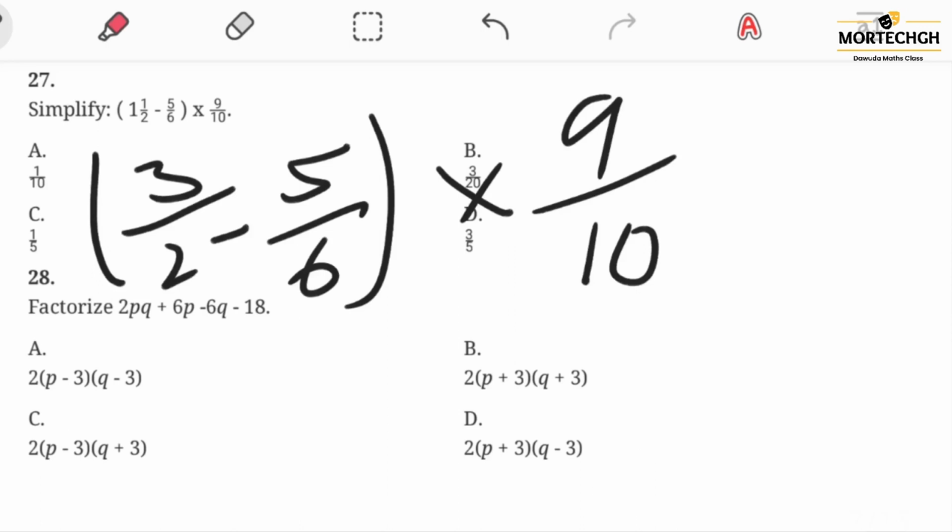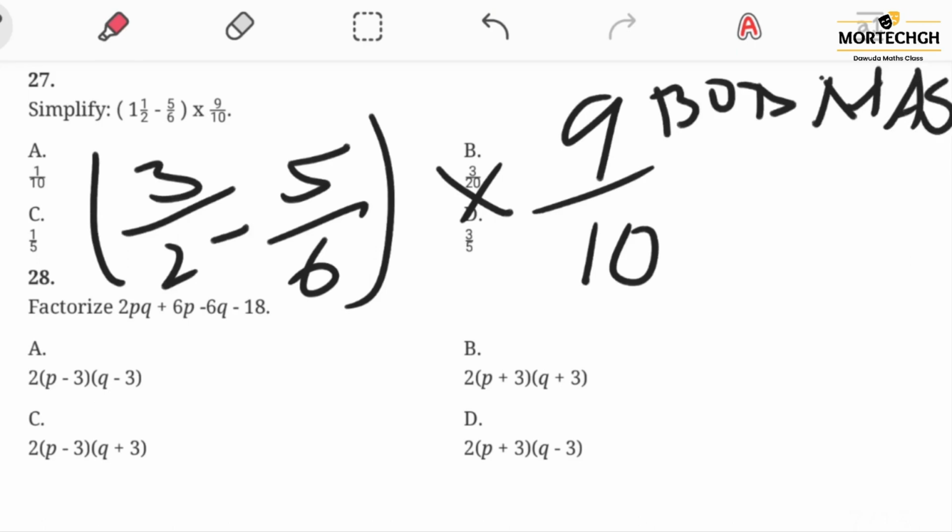Now, BODMAS stands for brackets, of, division, multiplication, addition, and subtraction. When you are given an expression having more than one operator, be it multiplication, addition, or subtraction, deal with the bracket first, followed by of, then division, multiplication, addition and subtraction. So with this expression, we deal with the bracket first. Meaning we have to solve the bracket first.